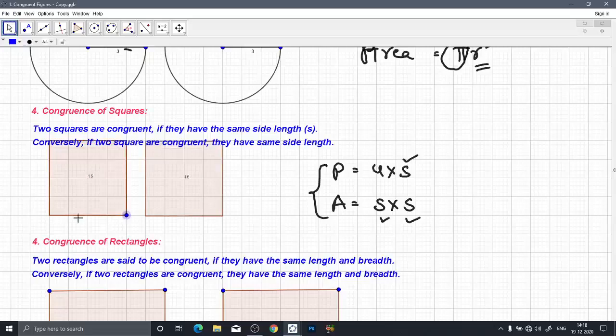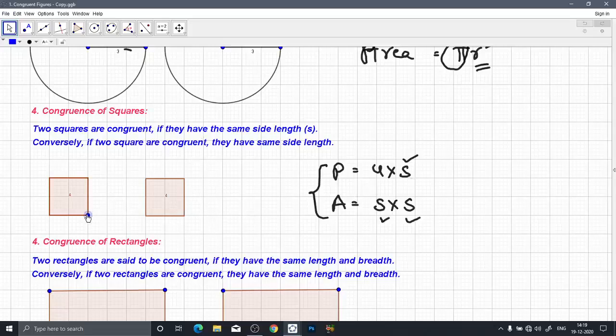4 units: 1, 2, 3, 4. Automatically the area is also changing, which is 4 into 4, 16 square centimeters, and the perimeter will become 4 into 4, which will also be 16. If I change this to only 2 centimeters side, the area will change as 2 into 2, 4 square centimeters, and the perimeter will become 2 into 4, 8 centimeters. 8 centimeters will be the perimeter.